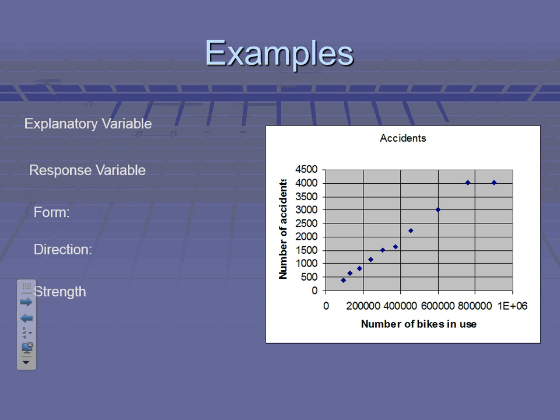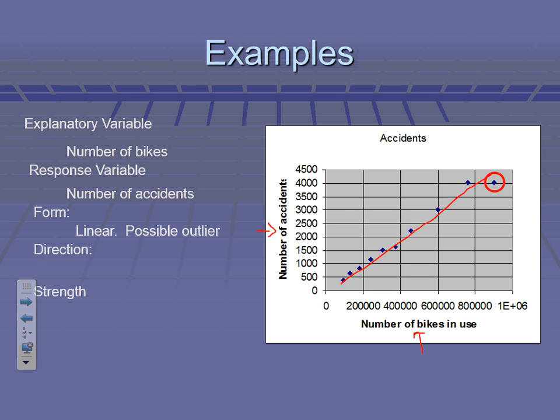So a couple of examples. Here's one, and the explanatory variable for us, the x, would be the number of bikes in use, followed by the response variable, the number of accidents. The form, I can see this does look very linear, and maybe a possible outlier sitting right there. Notice I'm using the word possible. It's not definite. With the univariate data, we could plug numbers into a formula and come up with it. Here, we don't really have an algorithm for it, and if we did, it might be a little bit more involved than we want it to be. So we'll say it's a possible outlier.